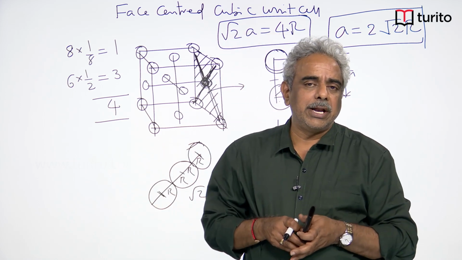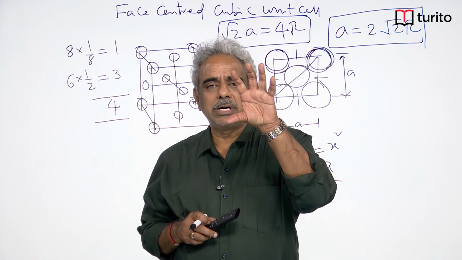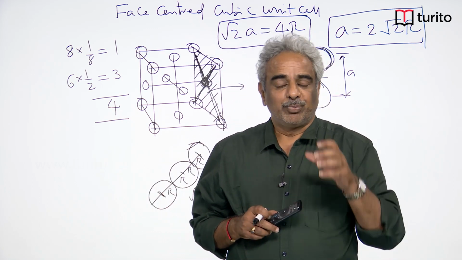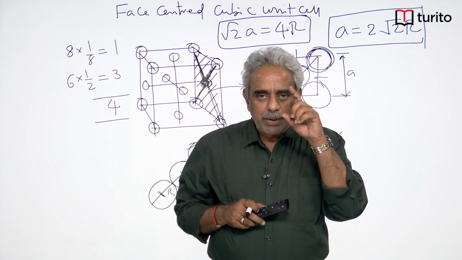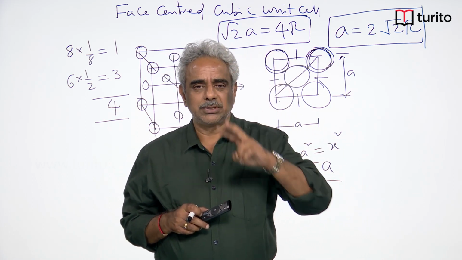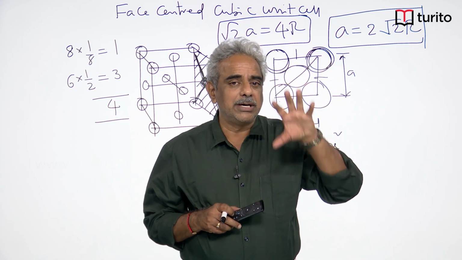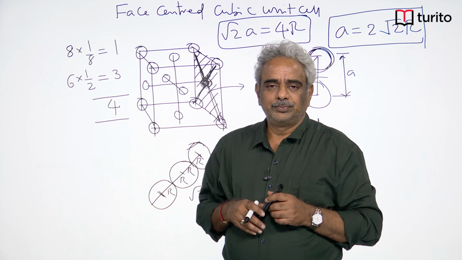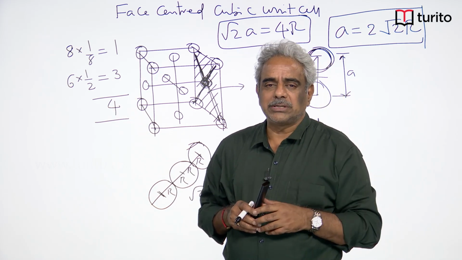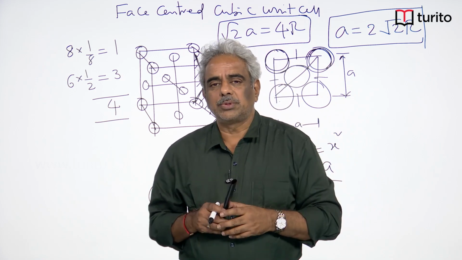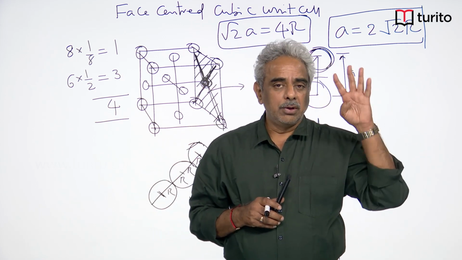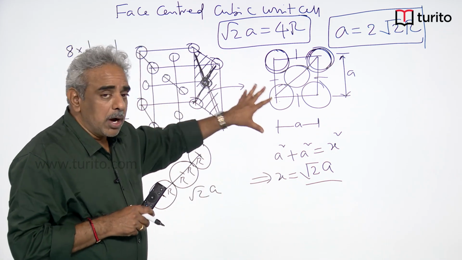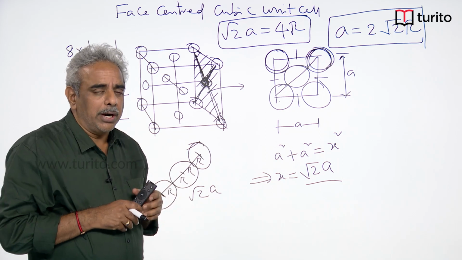Do you appreciate the gradation? The primitive unit cell, per unit cell there is only 1 atom. In body centered unit cell, per unit cell there are 2 atoms. In the face centered unit cell there are 4 atoms per unit cell. Primitive 1 atom per unit cell, body centered 2 atoms per unit cell, face centered 4 atoms per unit cell. So this is the story, but now what else is still left to calculate?